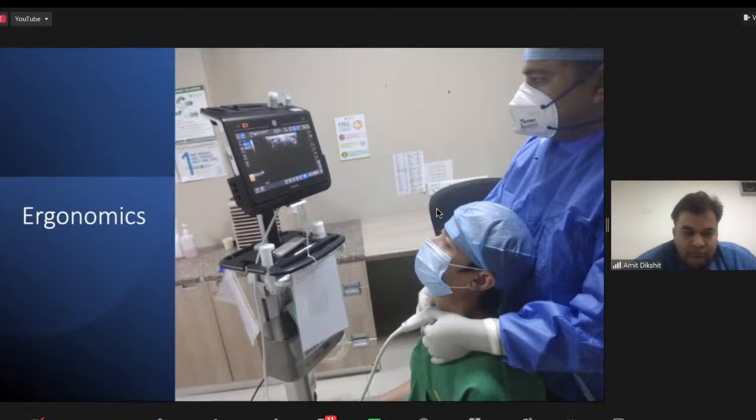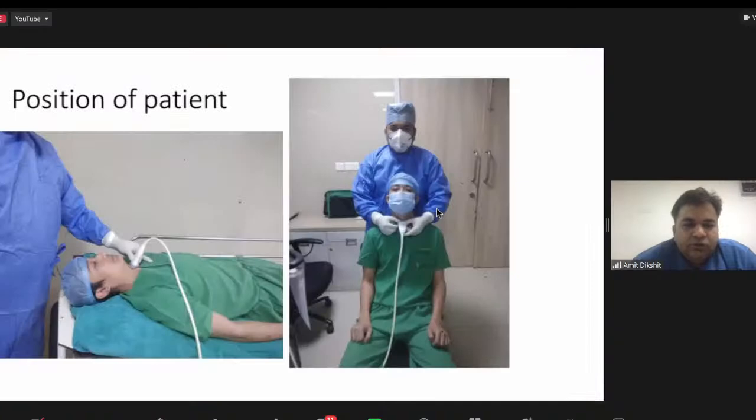Ergonomics. Sometimes we have to assess the airway in sitting position. We get numerous calls from the ICU for intubation for patients in stridor. We have to do awake fiber optic intubation in sitting position. They cannot lie down, so you can assess the airway in sitting position. You can also assess the airway in lying down position.